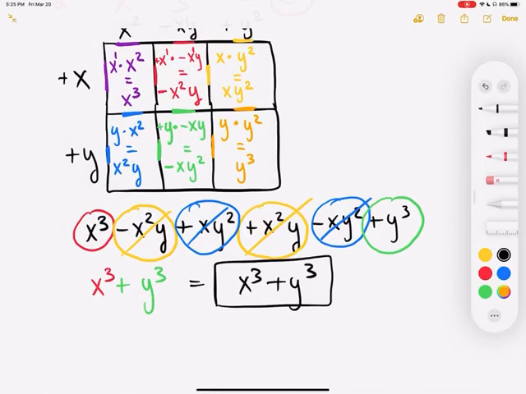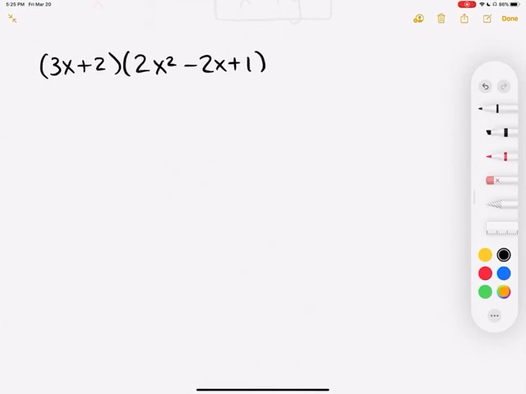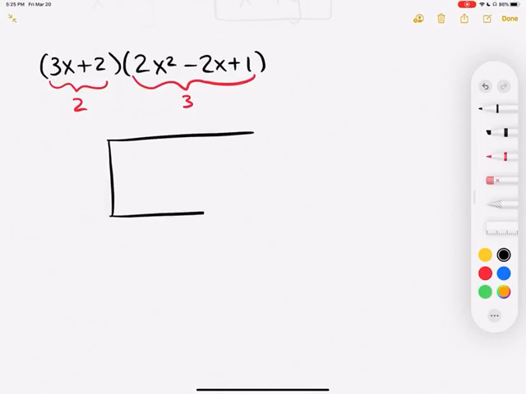So let's take a look at another, very similar example of a multiplication of polynomials. This is going to look like 3x plus 2. This binomial is going to be multiplying 2x squared minus 2x plus 1. So we're going to try to do that multiplication. Again, I have 2 terms on the first polynomial. I have 3 terms on the second polynomial. So this rectangle has to look like a 2 times 3 rectangle.